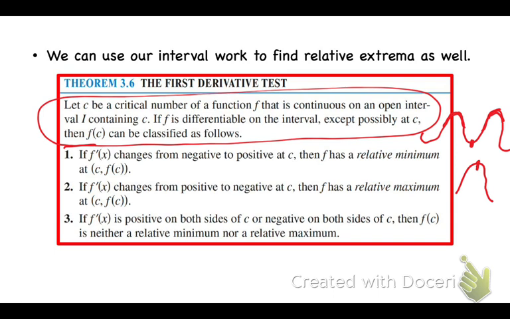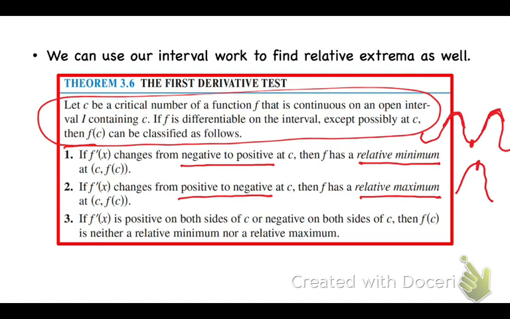But this, if it's going from negative to positive, then it's a relative what? Minimum. If it's going from positive to negative, it's a relative maximum. And we're not going to write relative, we're just going to say min, max. We know that we can have more than one. That's all that means, correct?